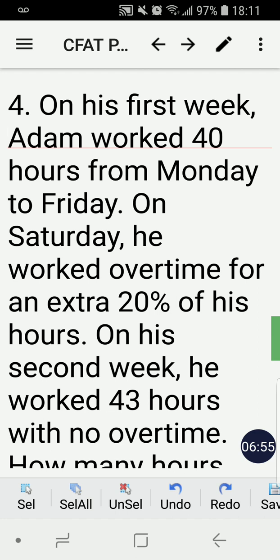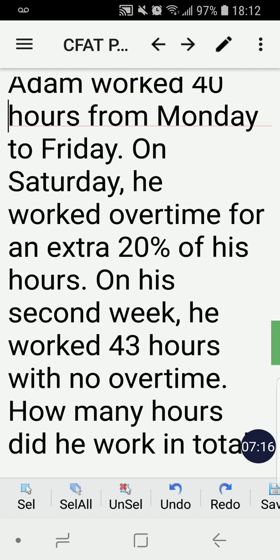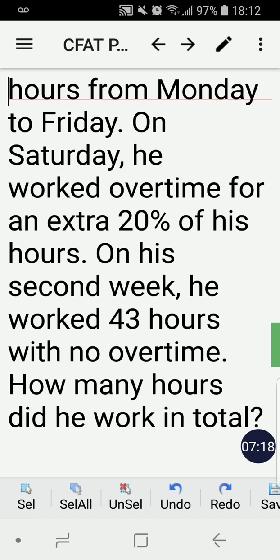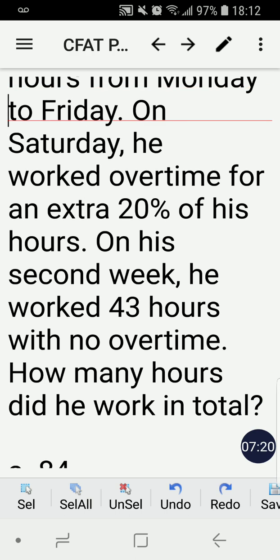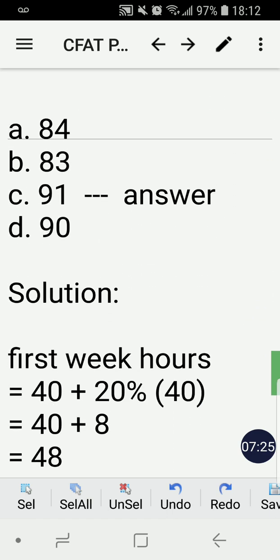Number 4. On his first week, Adam worked 40 hours from Monday to Friday. On Saturday, he worked overtime for an extra 20% of his hours. On the second week, he worked 43 hours with no overtime. How many hours did he work in total? Here are the choices, and the correct answer is 91.